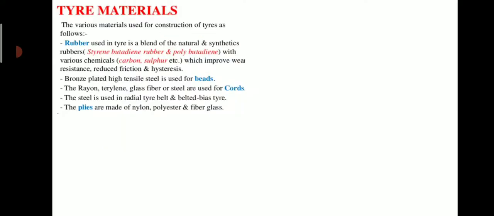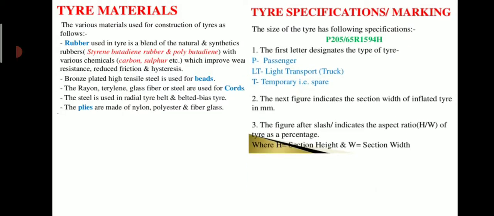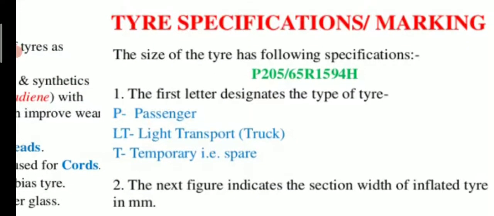The various materials used for construction of a tire: the rubber used in a tire is a blend of natural and synthetic rubber with various chemicals which improve wear resistance and reduce friction and hysteresis. So these are some of the materials used in making tires. Let us see the tire specifications and marking. If the tire specification is written like this, P205/65 R15, after that 94H, you will see the specification here.